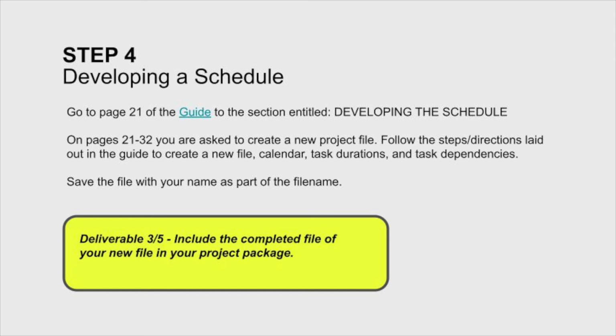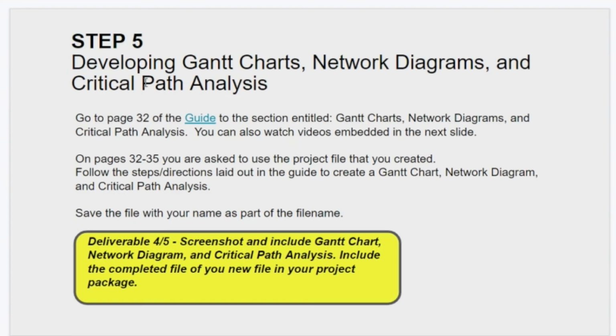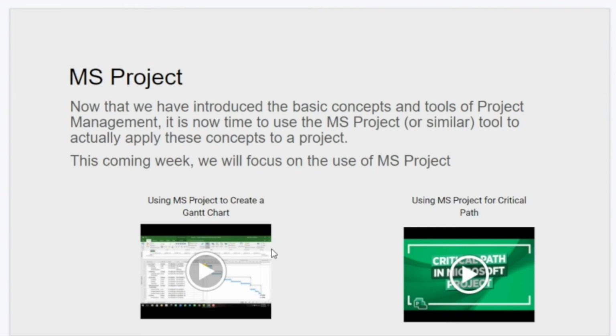And that then would be Deliverable 3. So what I'm asking you to do here is include the completed file of your new file in your project package. So having gone through pages 21 through 32, you will have a file at the end that I want you to save, again with your name on it. It's important that your name be part of the file. And that's that section.